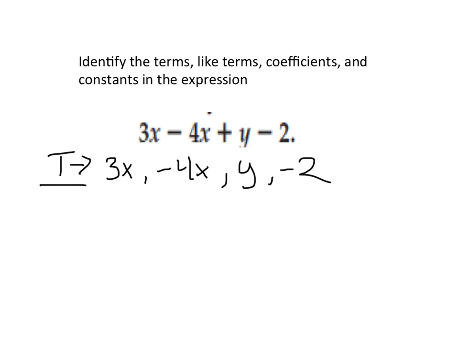Next up we'll do the like terms. Like terms, of course, are terms that have the same variable. In this case, I only see 2. I see 3x and negative 4x.